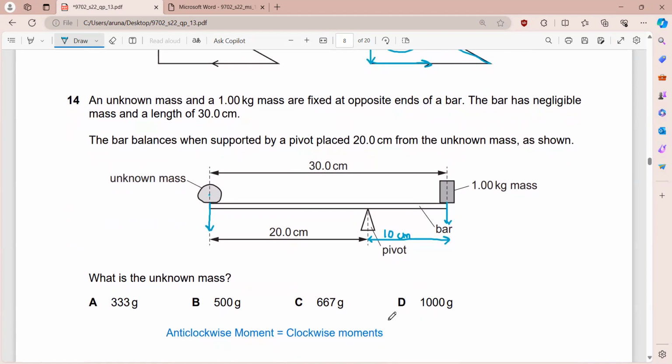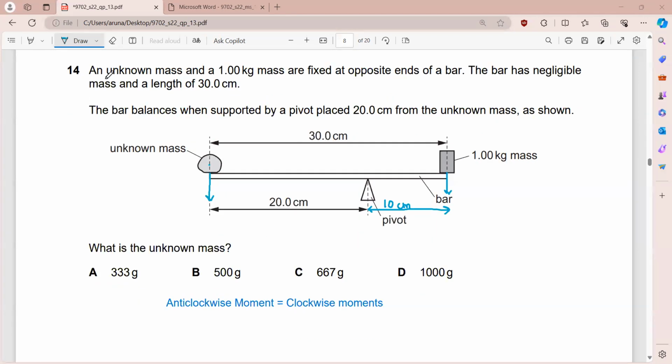Okay, next comes the 14th question. An unknown mass and a 1 kilogram mass are fixed at opposite ends of a bar. The bar has negligible mass and a length of 30 centimeter. The bar balances when supported by a pivot placed 20 centimeter from the unknown mass, as shown. So they've shown everything in the diagram, is what I'm assuming. Let's check. 30 centimeter length, 20 centimeter. I see a 30 in the diagram. I see a 20 in the diagram.